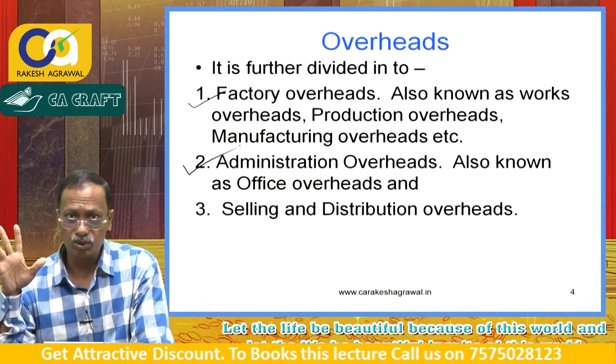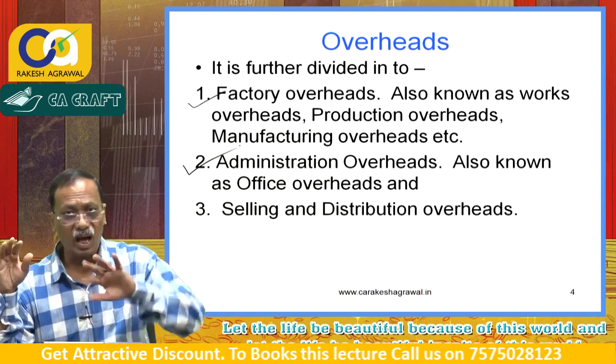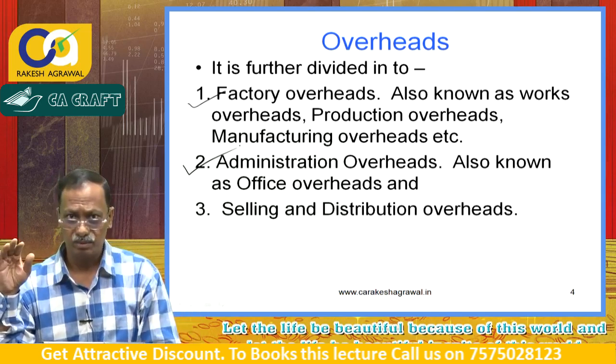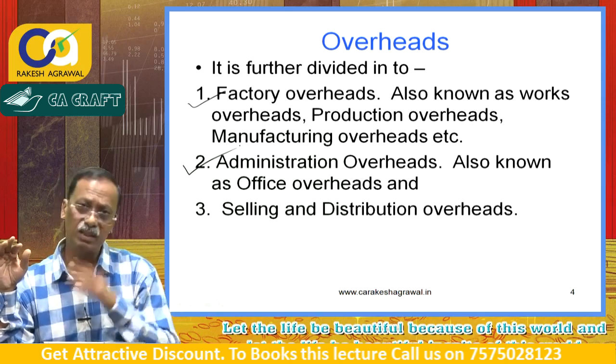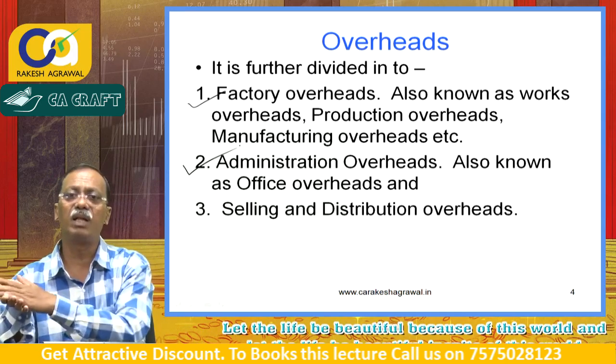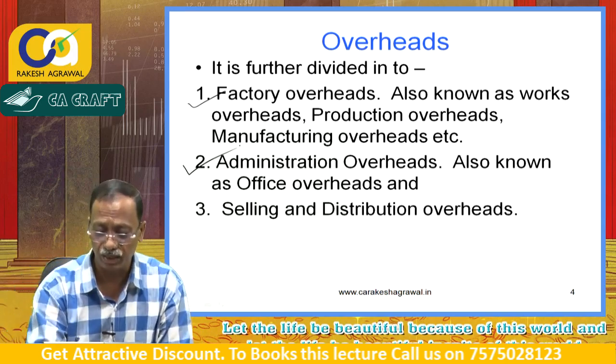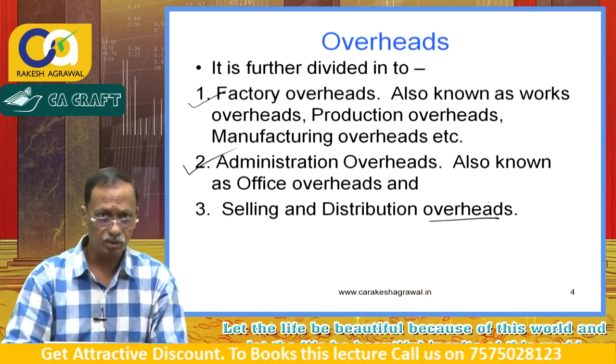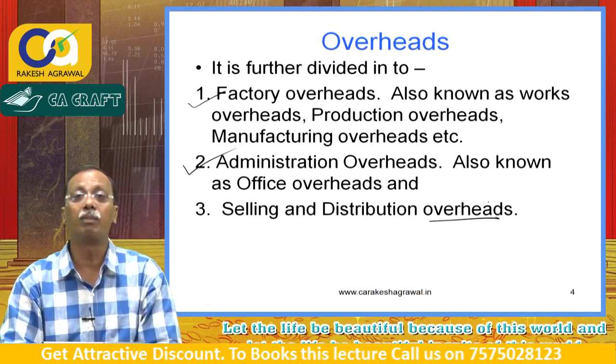Similarly, selling and distribution activity, it is incurred after the manufacturing is over, right? Selling and distribution activity is incurred after the manufacturing activity is over. It means entire expenditure incurred on selling and distribution activity goes to the category of overheads, because it has got no one-to-one relation in producing a product.